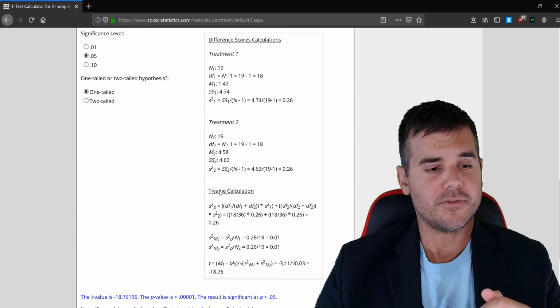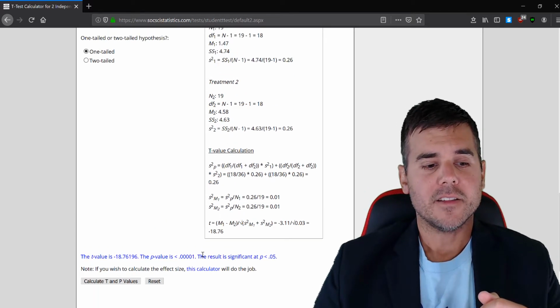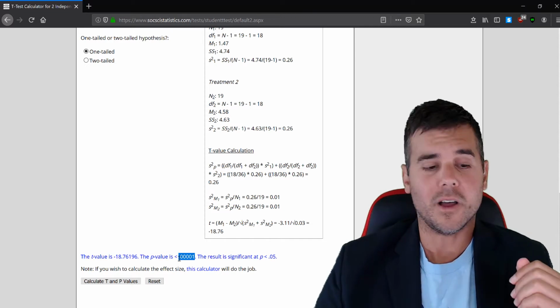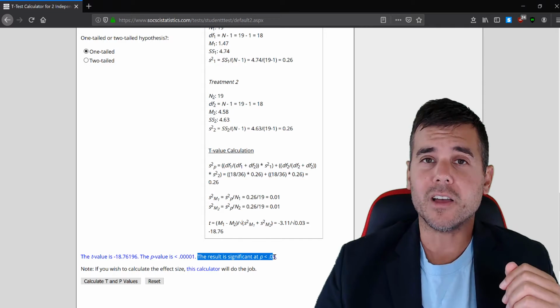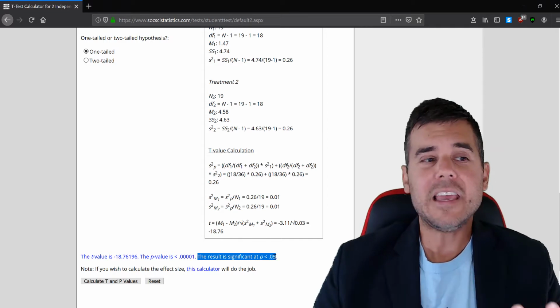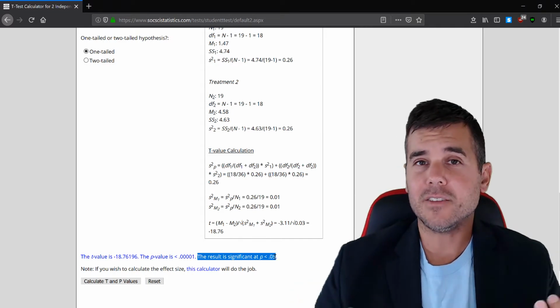Let's scroll down even further. Okay, the p-value was 0.00001. The result is significant. P is less than 0.05. So what we're seeing is that I had a significant difference.